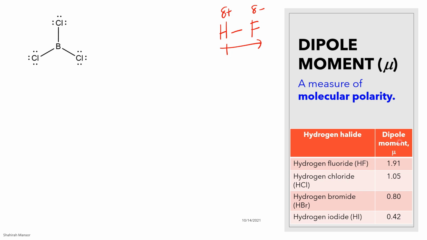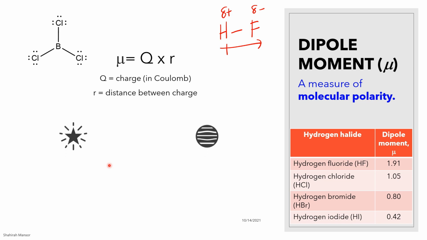So untuk identify polarity untuk sesuatu molecule, we will refer to the value of mu, iaitu dipole moment ataupun resultant dipole moment. So to get the value of mu, mu equals to Q times R, where Q is the charge in coulomb, dan R is the distance between charge.